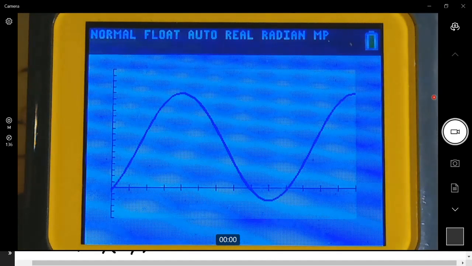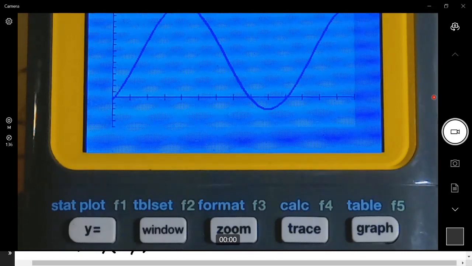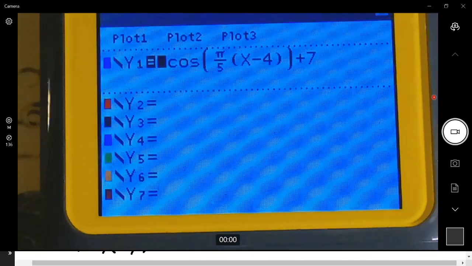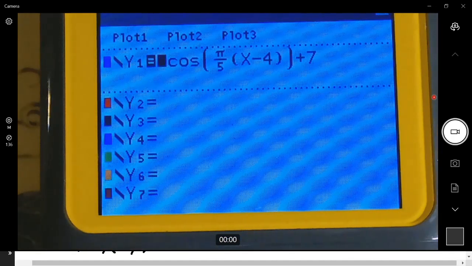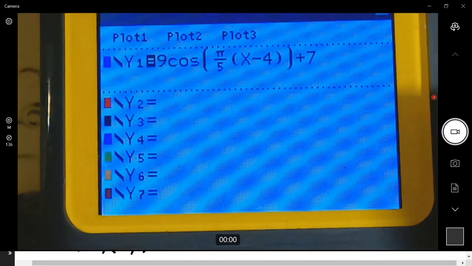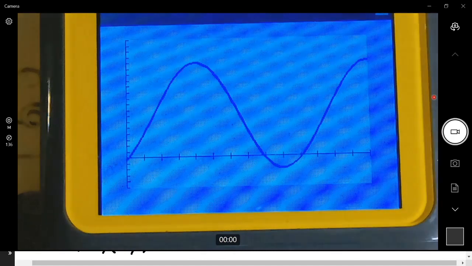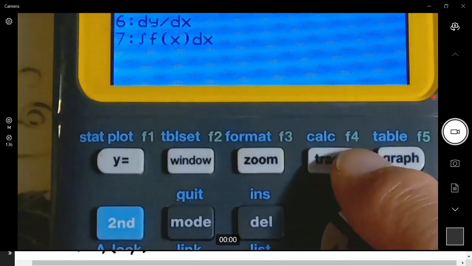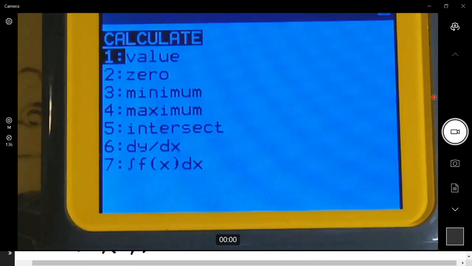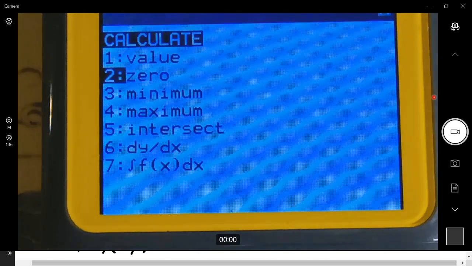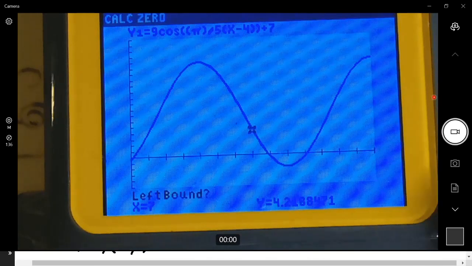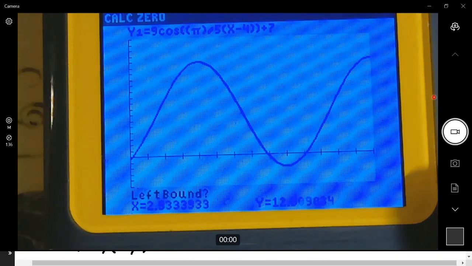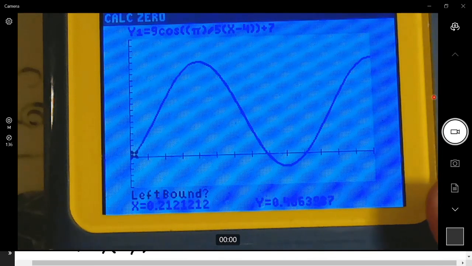is I can go and I'm going to go to y equal again. And I am going to, you know, hold on, let me do this. I'm going to go back to the graph. I'm going to do second and calculate. Second and calculate. Okay, second and calculate. And I am going to come down to zero. Okay, and I want to find a zero. And this is asking me for a left bound and then a right bound. Okay, so a zero is like where it crosses the x-axis.